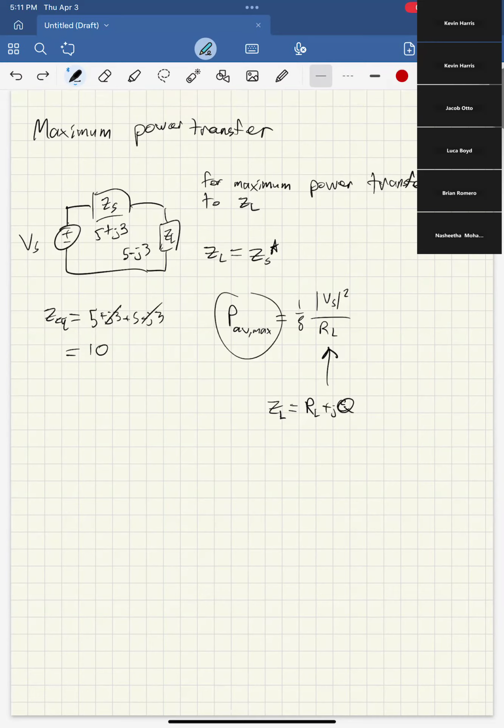So your average power is always positive. Well, it should always be positive, because you can't dissipate negative power, because then you'd be sucking heat away from the world, and that's kind of odd. It is always real and positive.